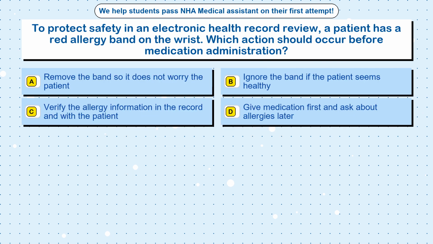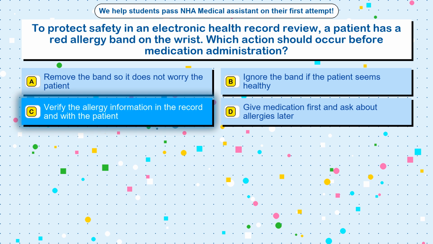Question 67. To protect safety in an electronic health record review, a patient has a red allergy band on the wrist. Which action should occur before medication administration? Option A. Remove the band so it does not worry the patient. Option B. Ignore the band if the patient seems healthy. Option C. Verify the allergy information in the record and with the patient. Option D. Give medication first and ask about allergies later.